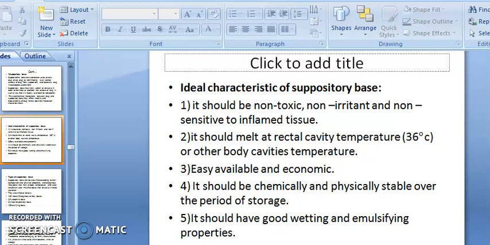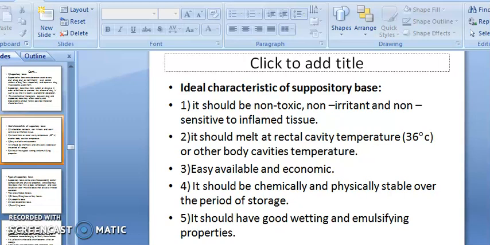Ideal characteristics of suppository base. The suppository base you choose must have the following ideal characteristics. It should be non-toxic, non-irritant, and non-sensitive to implant tissue. It should be non-toxic to your mucosa, non-irritating to your mucosa, and non-sensitive to the implant tissue. So when you are preparing the suppository and the patient has an implant tissue, it should not show any action on the implant tissue. This property your suppository base must have.